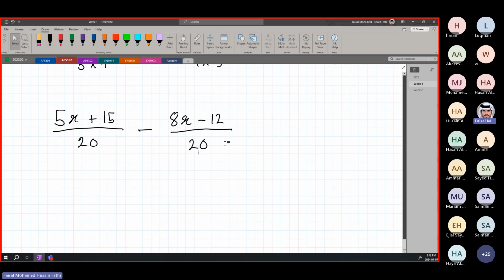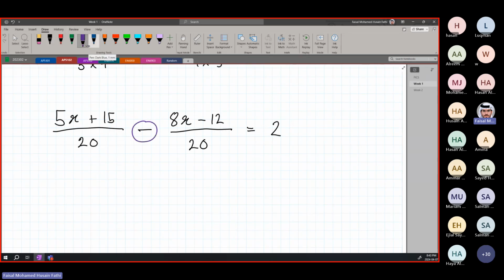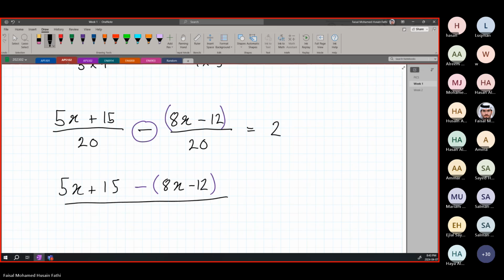Now, which is equal to 2. Now, we can simplify this straightforwardly, but keep in mind one thing. You see this minus, this minus is being distributed into this entire equation. So how are we going to write this? This is as if we're writing 5x plus 15 minus 8x minus 12, all over 20.